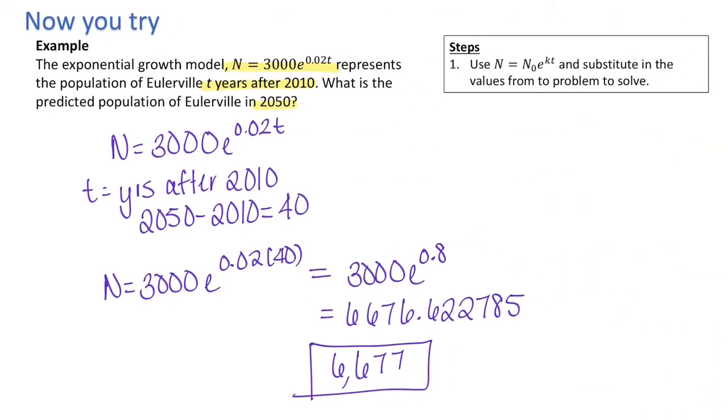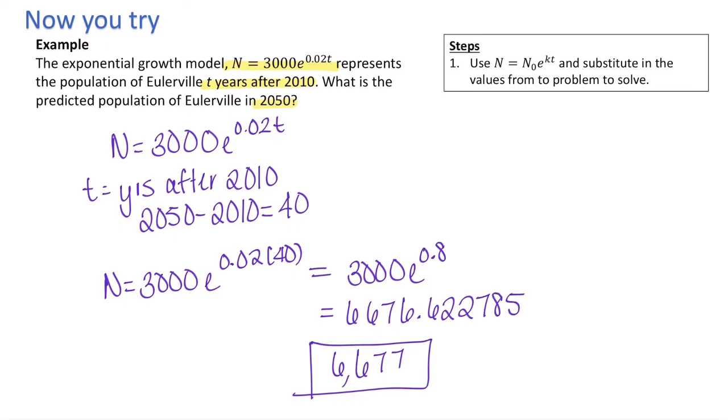So now you can pause the video and try this example on your own. It says the exponential growth model N equals 3000 e to the 0.02 t represents the population of Eulerville t years after 2010. What's the predicted population in 2050? Since it's the number of years after 2010, t is going to be 40, because that's how many years after 2010, 2050 will be.